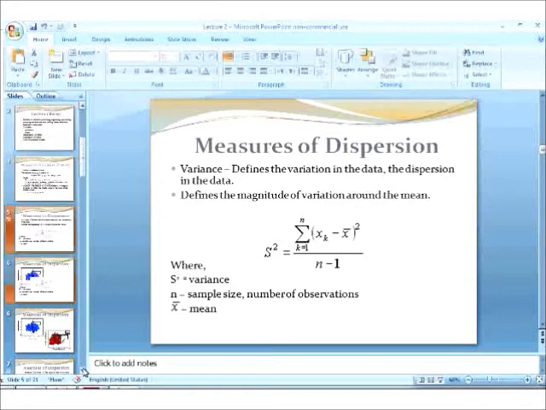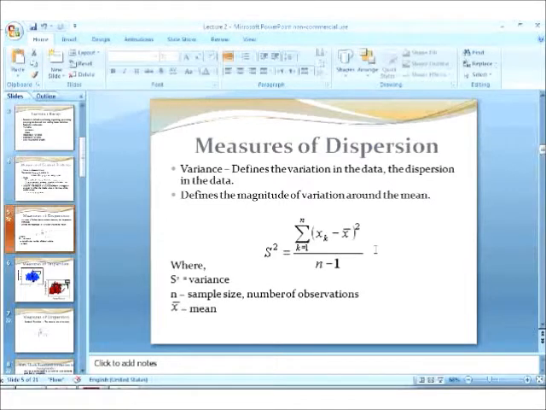What is something that bothers us here? What is it that we do not want here? See this S square, the variance, is a square term. We are squaring the numbers. We are squaring the distance here. We are squaring the difference here. And what will be the unit here?